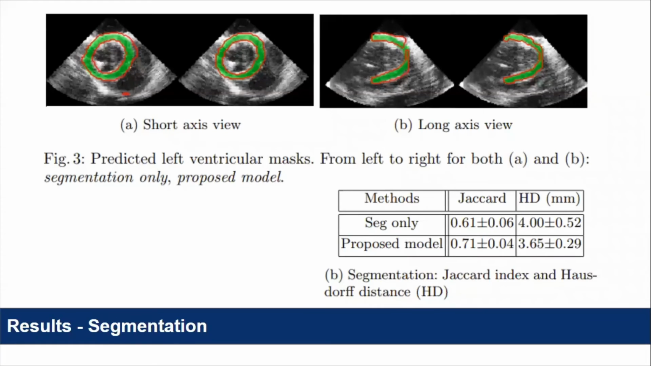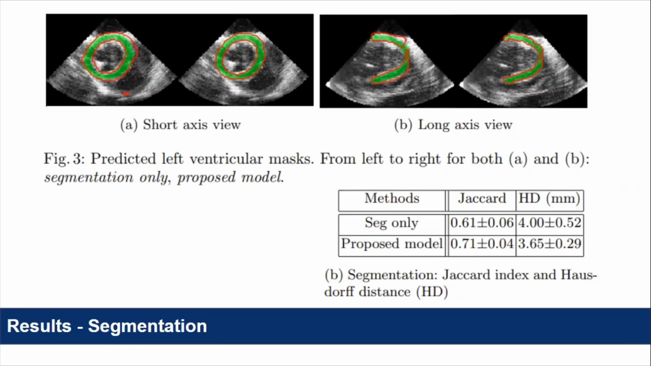Taking a look at the segmentation results, we compare our model against the segmentation branch trained on its own, which resembles just a classic 3D U-net. Taking a look at the qualitative mask on figure 3, we see that the segmentation-only model seems to have discontinuities in its predictions, whereas the proposed model does not.